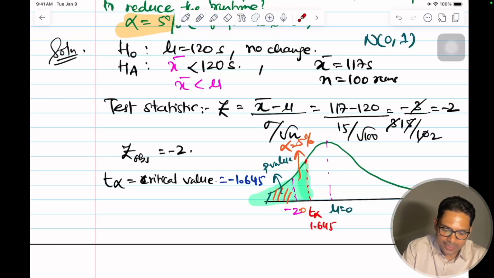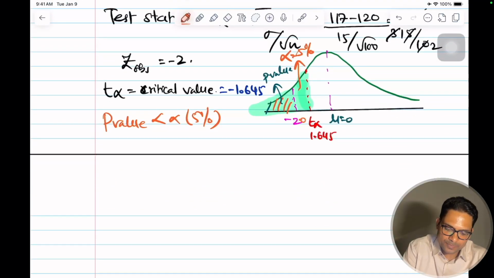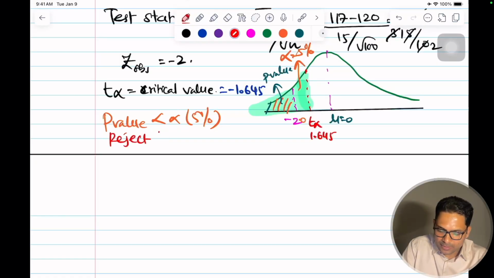What does this say? That the p-value is less than alpha, or 5%. So this is less than the significance level. So what do we do? We reject the null hypothesis and accept the alternate hypothesis.